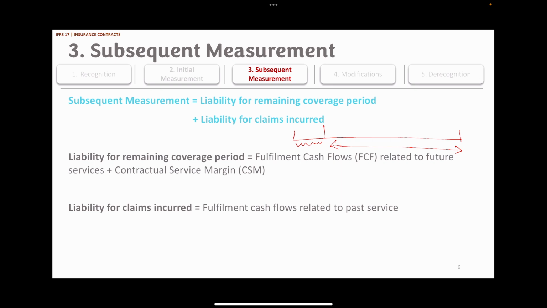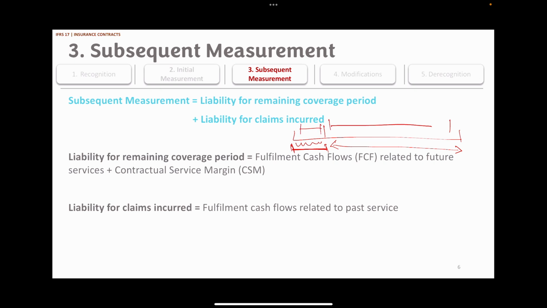An entity would have also provided insurance services during this period, so there will be some profit or loss for this period that should be recognized in the profit and loss account. This is the framework for subsequent measurement. Now let's dive right in. Subsequent measurement is simply the sum of two components: liability for remaining coverage period and liability for claims incurred.